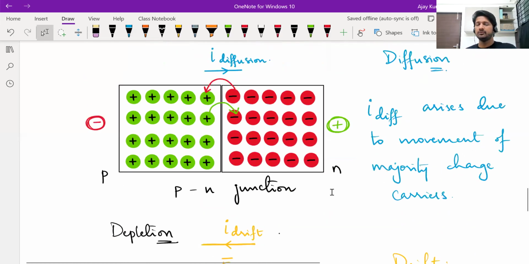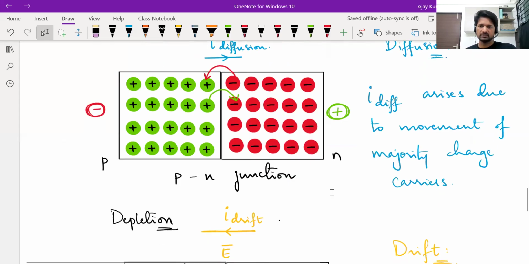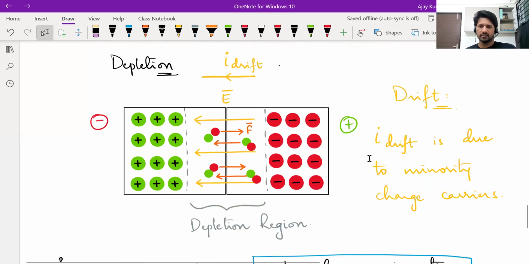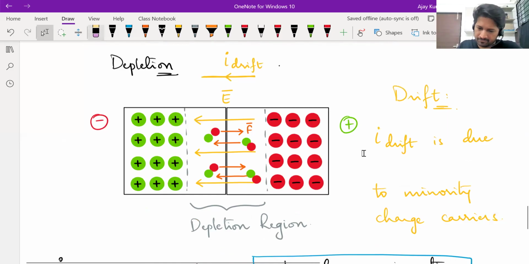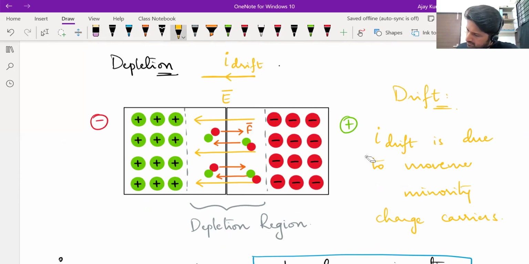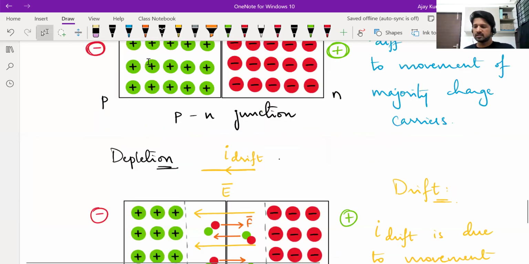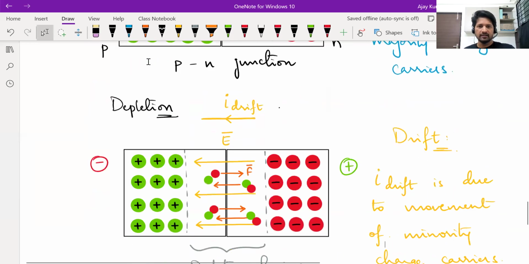Fine. Remember that diffusion happens due to majority charge carriers. Drift happens due to movement of minority charge carriers. Maybe I should mention that. Okay. Diffusion happens due to the concentration difference. Drift happens due to the electric field that is generated in the depletion region.